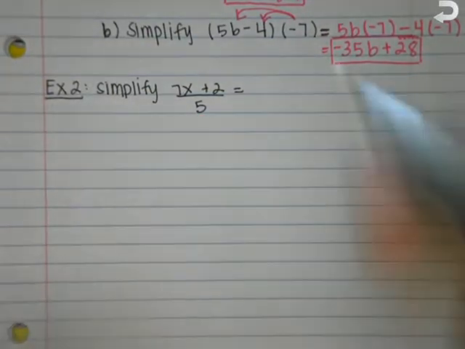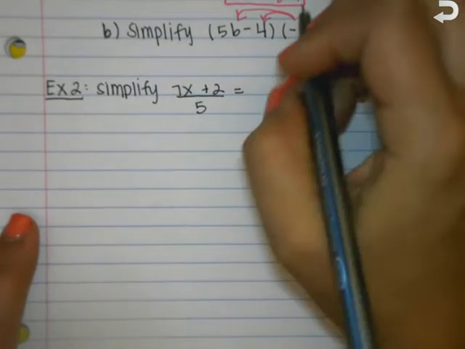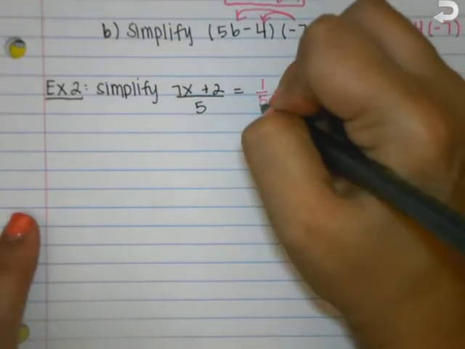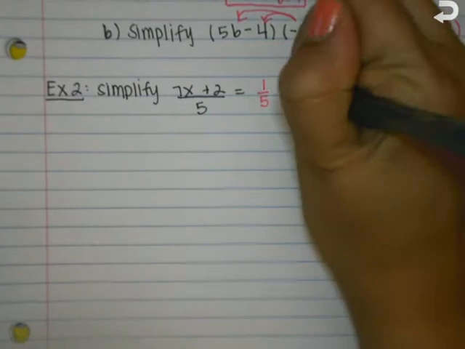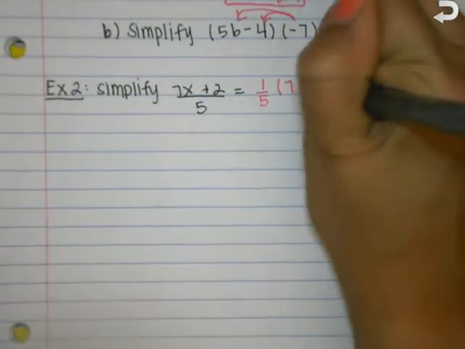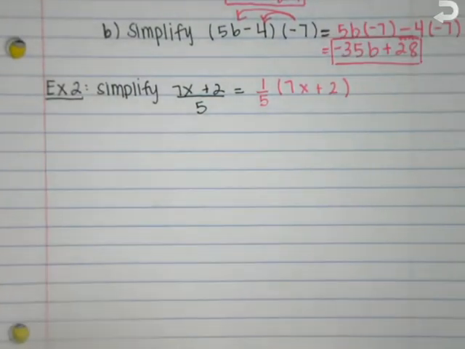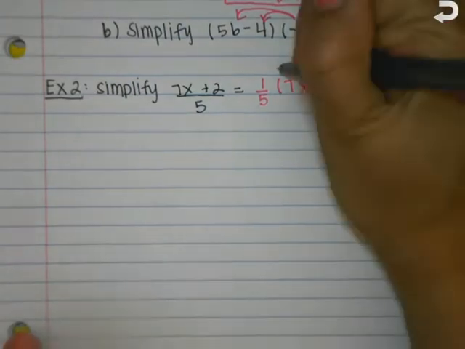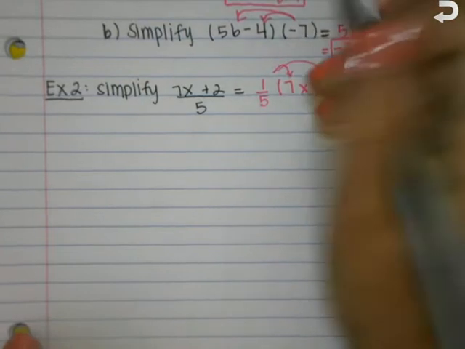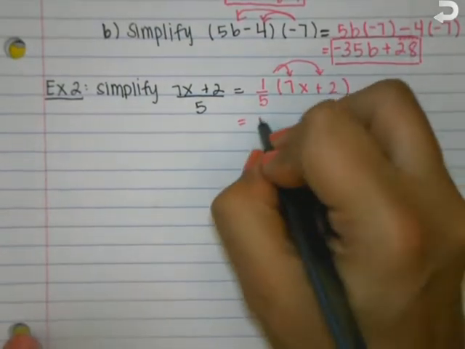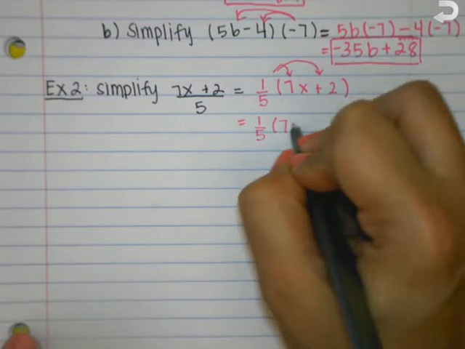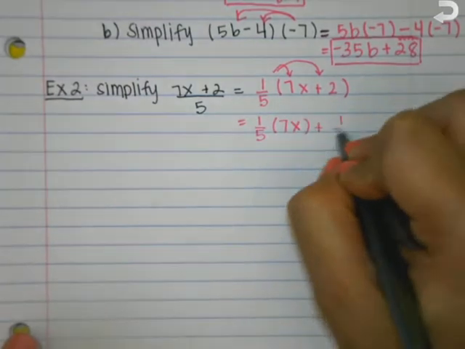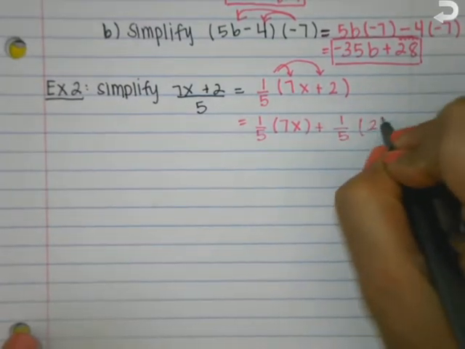So we can rewrite that as 1/5 times 7x plus 2. Why would I do that? Because now I can use the distributive property. Okay? So using the distributive property, I get 1/5 times 7x plus 1/5 times 2x. Or, sorry, times 2.